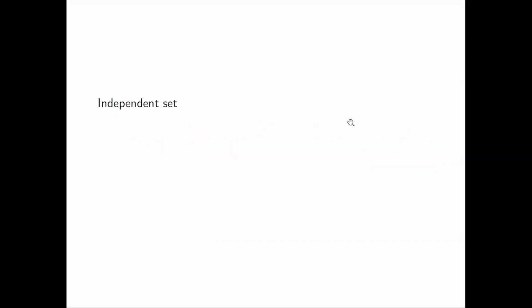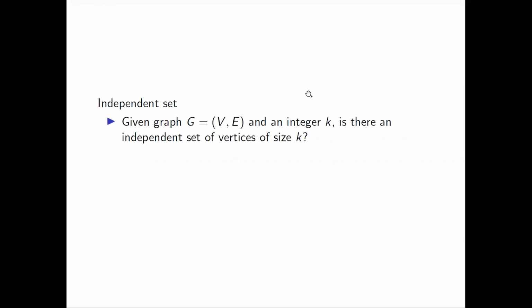So the independent set problem that we're going to look at specifically is: given some graph G, which has vertex set V and edge set E, and some integer K, is there an independent set of vertices in G of size K?